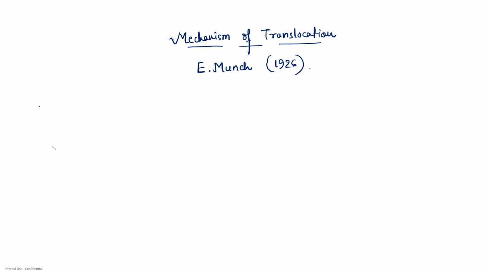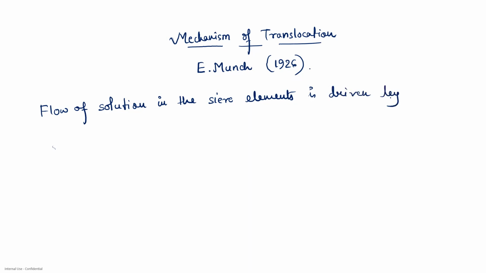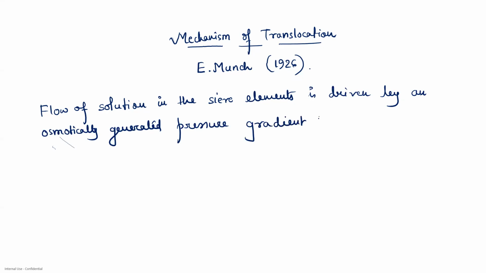Correct? What did I say? Flow of solution in the sieve elements is driven by an osmotically generated pressure gradient from source to sink tissues.